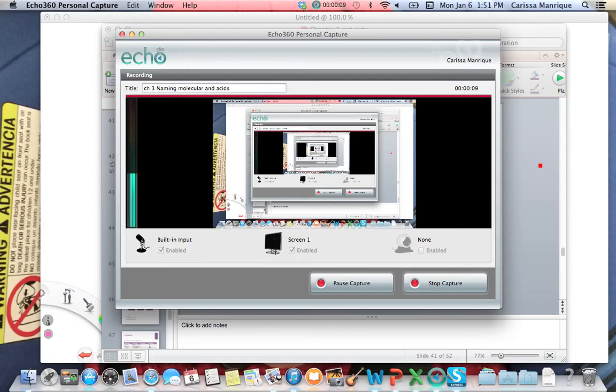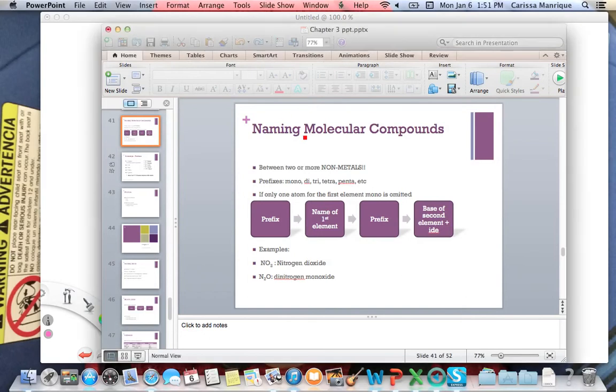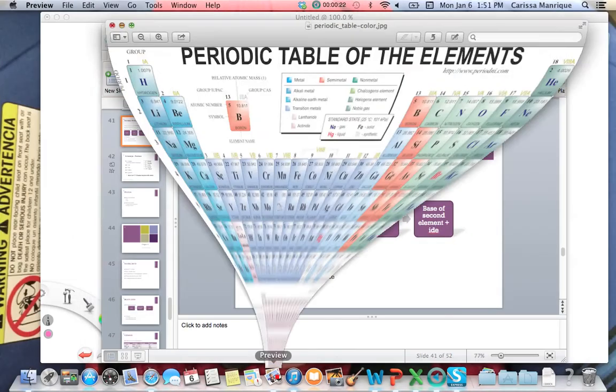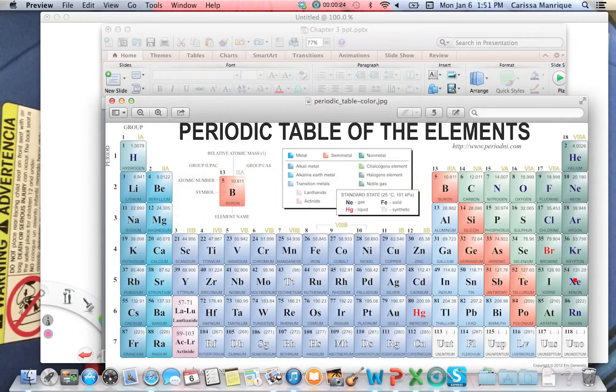Okay, so now we're going to go over some more naming. We're going to go over molecular naming. So these are between two non-metals, on the right side of the periodic table. Let me pull the periodic table up here. So all this green area here, it's between at least two of the green areas there.